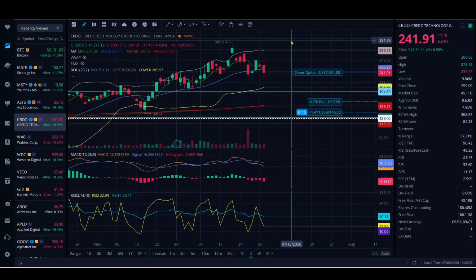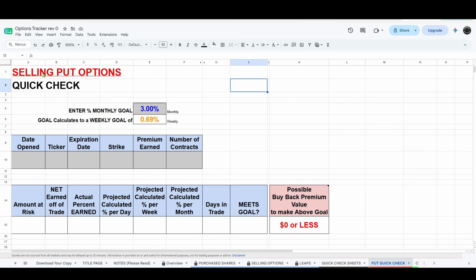But one thing I do want to show you is that spreadsheet that I was talking about a couple videos back, and that's my selling put options spreadsheet right here. And if I wanted to punch in the ASTS just to see if it is indeed meeting that 3% that I'm looking to make and hopefully making per month, if I were to calculate that out for a full month for the gains, right?